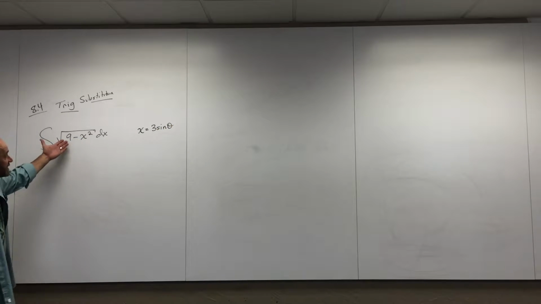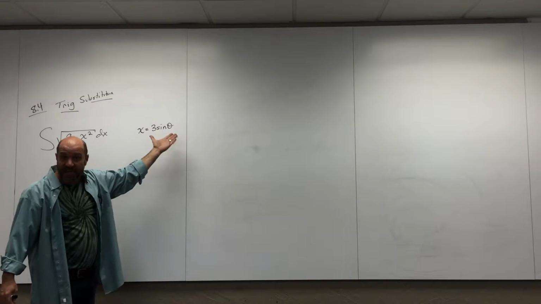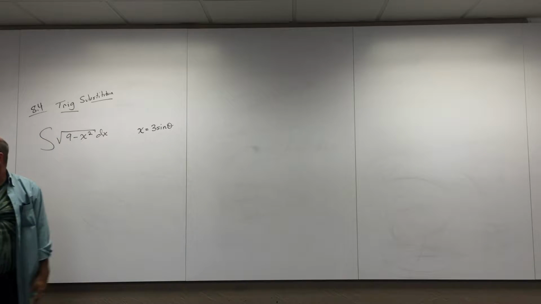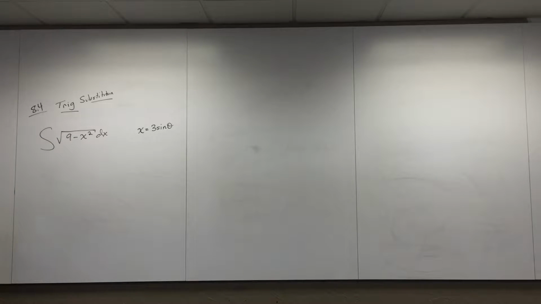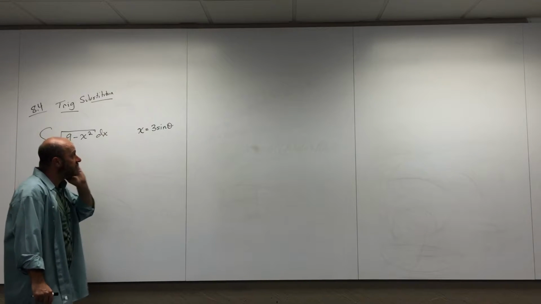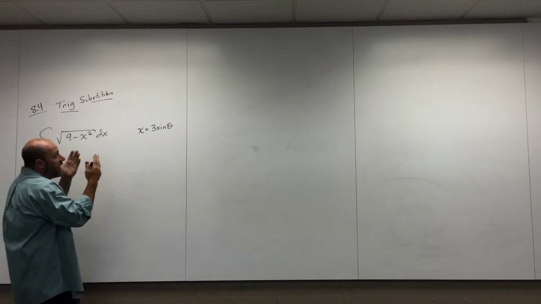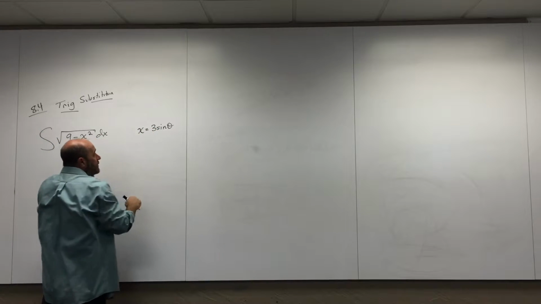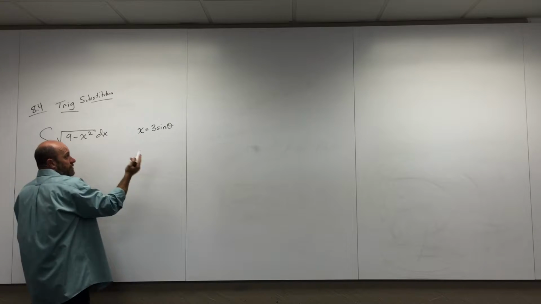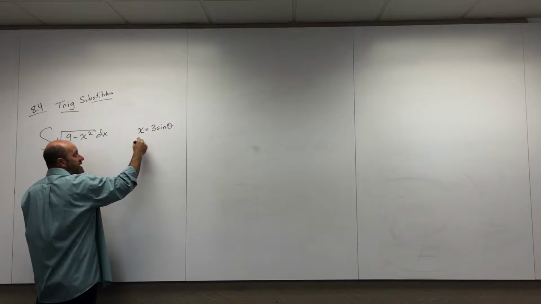So I'm going to be changing these variable x's into thetas. The new variable is going to be theta instead of x. It's kind of like when you change x's into u's, you're changing the variable. Everything's going to turn into a bunch of trig. Now, if x equals 3 sine theta, the first thing I need is dx. You take the derivative of x and call it dx.